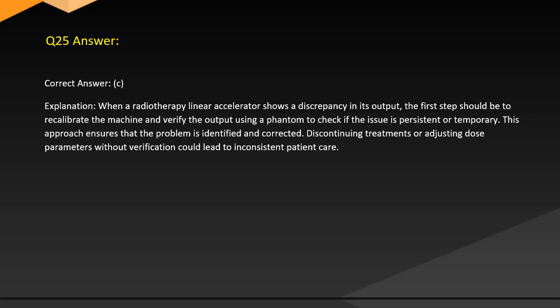Answer. Correct answer C. Explanation. When a radiotherapy linear accelerator shows a discrepancy in its output, the first step should be to recalibrate the machine and verify the output using a phantom to check if the issue is persistent or temporary. This approach ensures that the problem is identified and corrected. Discontinuing treatments or adjusting dose parameters without verification could lead to inconsistent patient care.